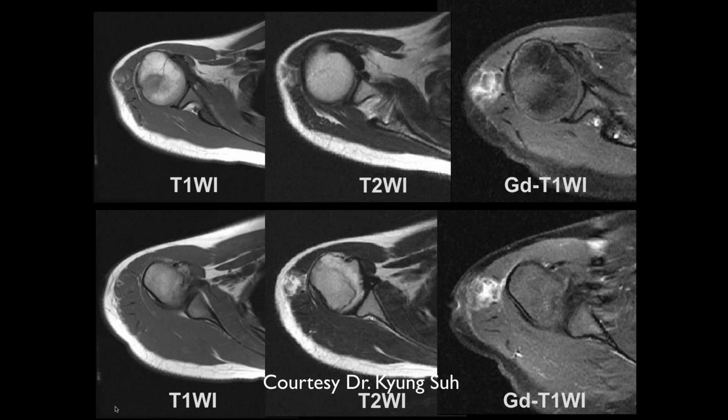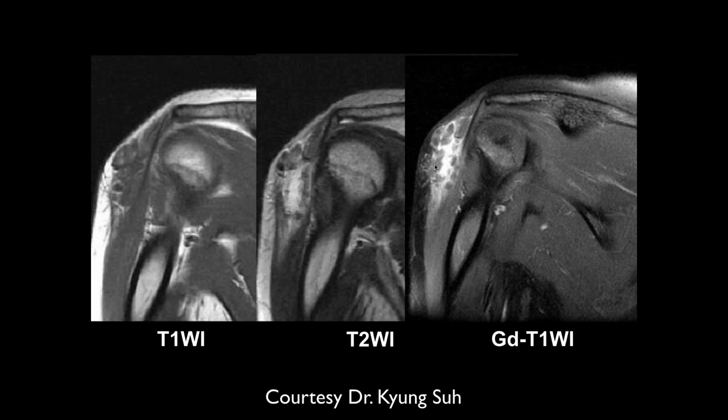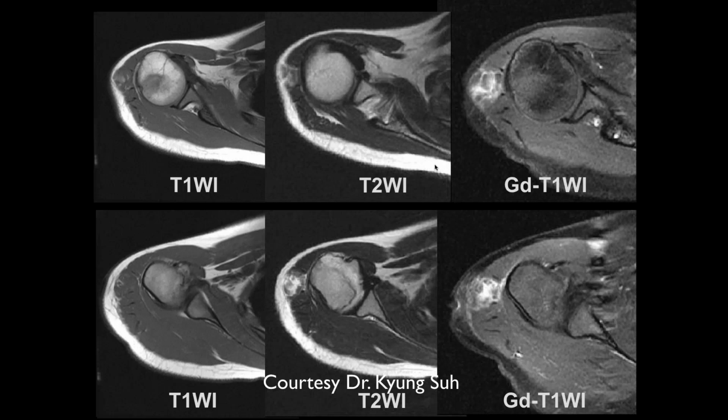Okay, so we have a T1, T2, and post-contrast showing a vascular lesion, an enhancing lesion that's fairly poorly defined. On the coronals, again, it shows enhancement. It has some low signal intensity areas within it and high signal intensity on T2.